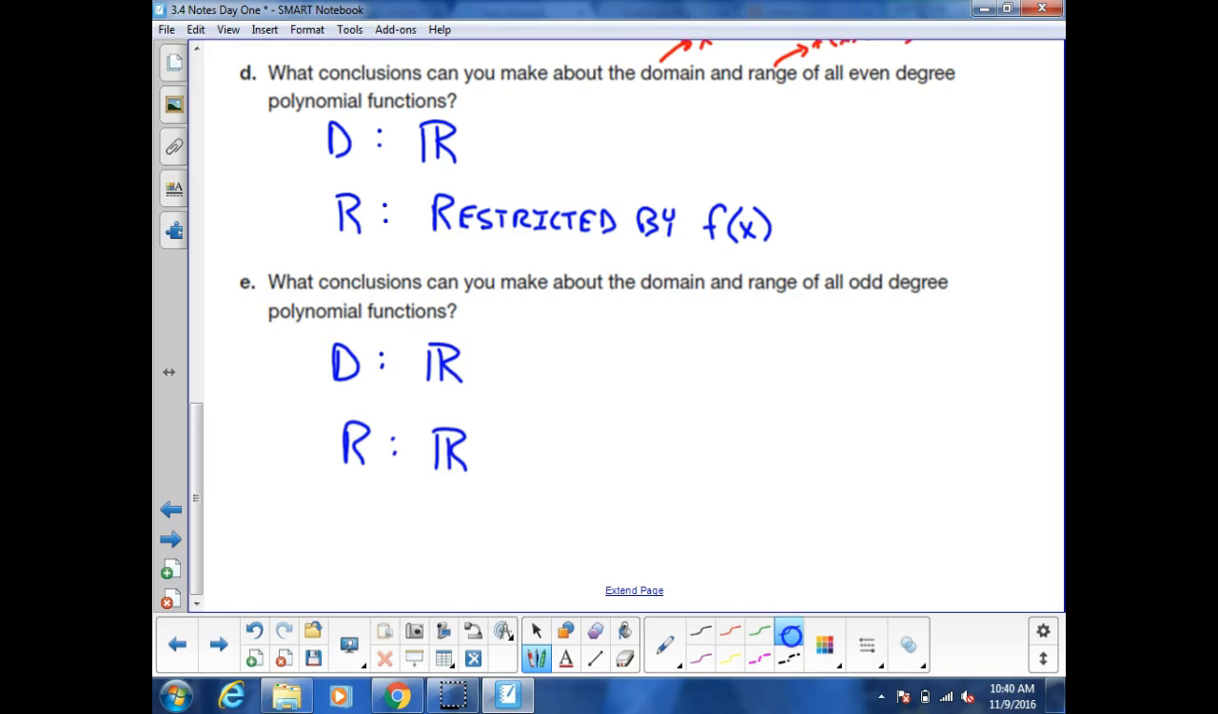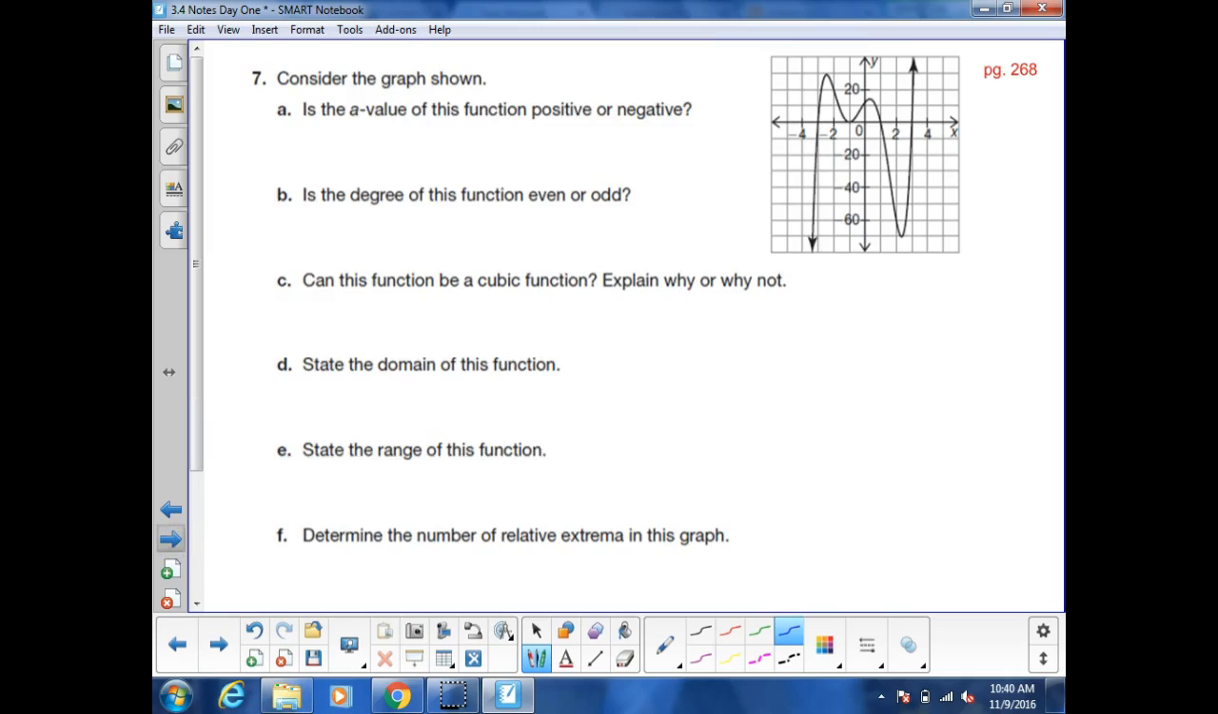Okay? What I'd like you and your shoulder partner to do now is attempt to answer both question 7 and question 8 on pages 268 and 269.